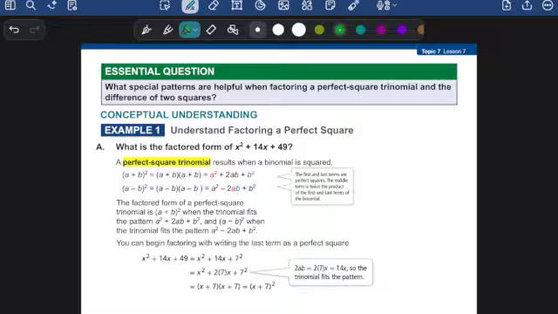So here's our trinomial, x squared plus 14x plus 49. This is called a perfect square trinomial because the first term and the constant, the last term, are both perfect squares. So look at that. X squared, I can break that up into x and x. 49 is 7 squared. So I have two perfect squares.